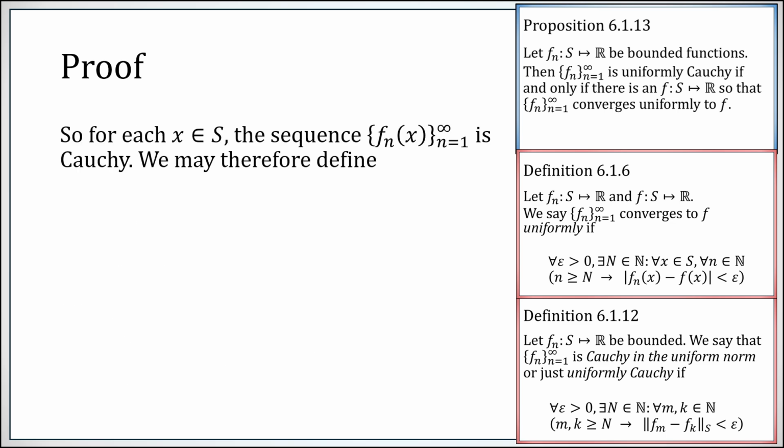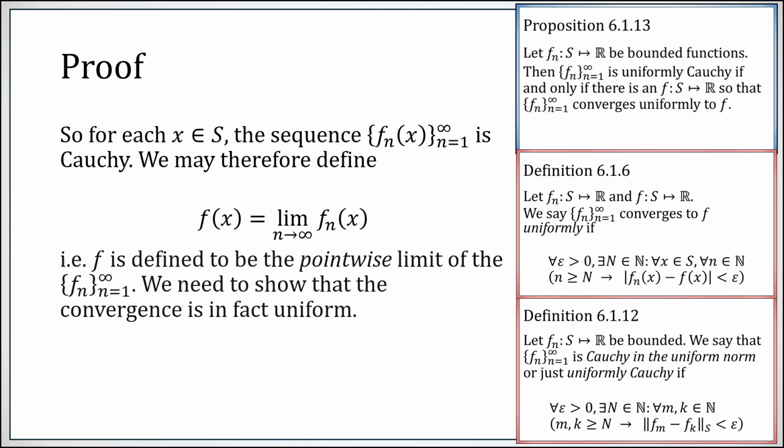So for every x, the sequence Fn of x is Cauchy. Therefore, that sequence converges. So we can define f of x to be the limit of Fn of x. In other words, we can properly define a pointwise limit of the sequence Fn because the Fn's form a Cauchy sequence of points; they have a limit for every x.